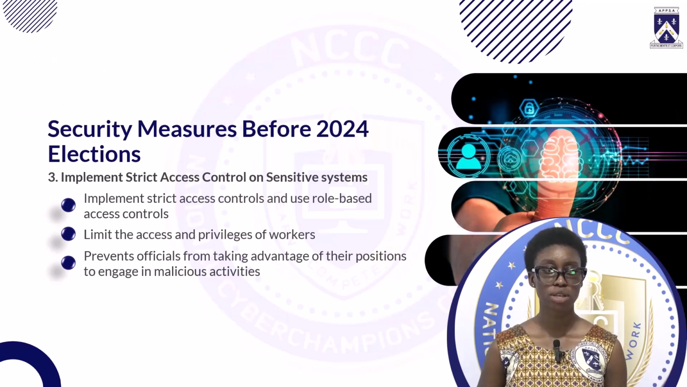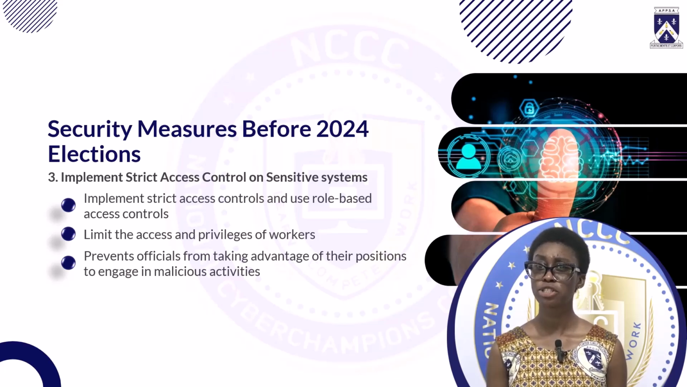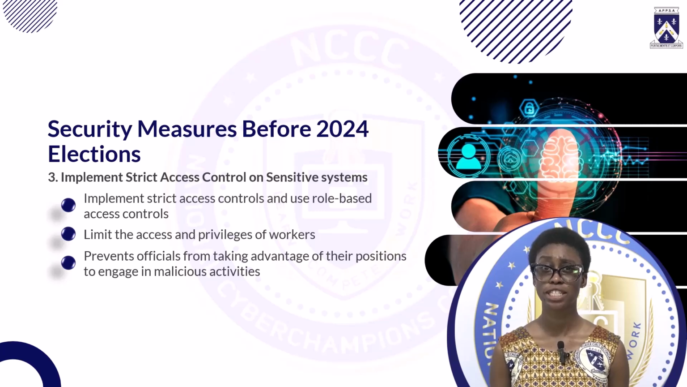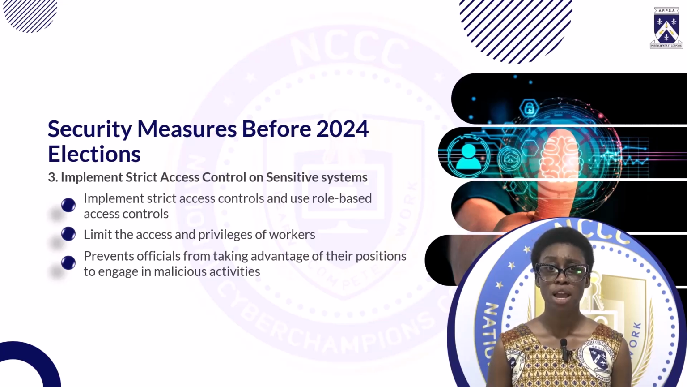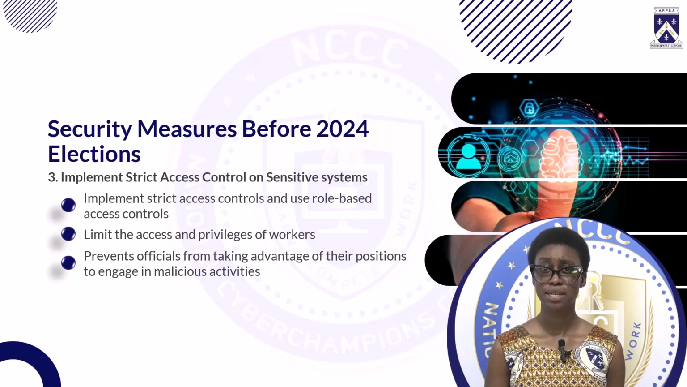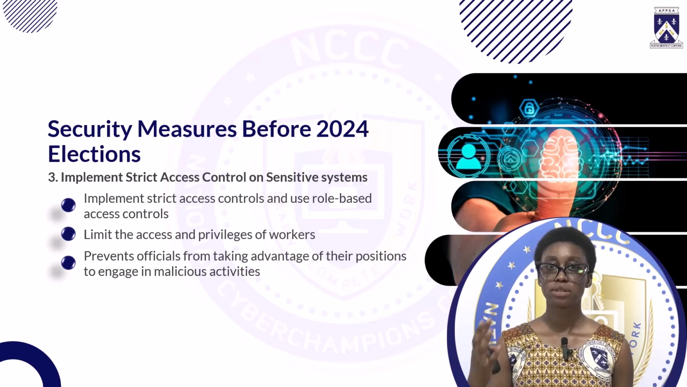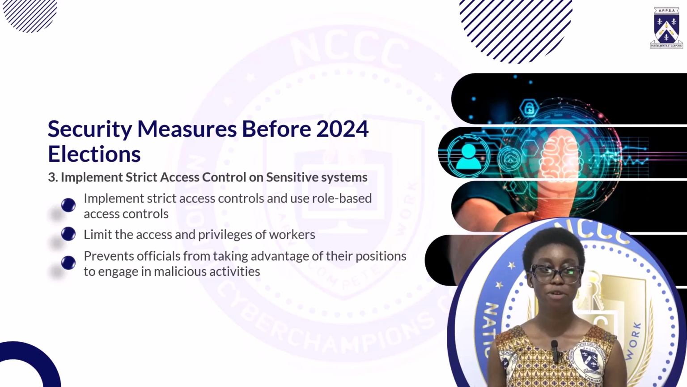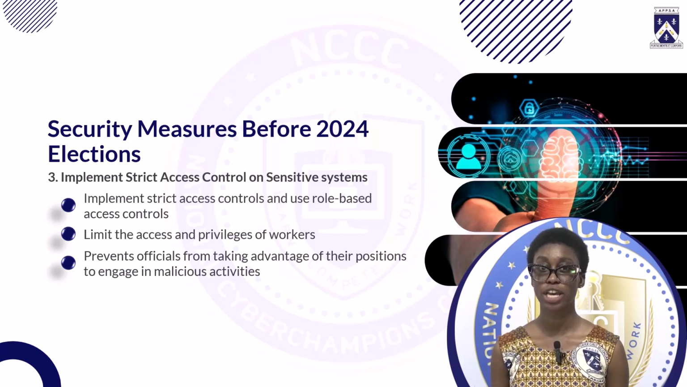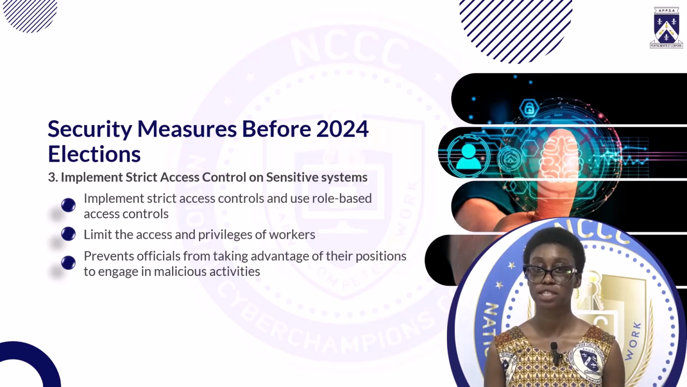Moving on to why it is best for us to know why separation of duties in the Electoral Commission is very important. Role-based assessments are very important because we could not put our trust in one person. That is why it is best if officials will be prevented from taking advantage of their positions to engage in malicious activities. With this, to implement strict access controls on sensitive systems.